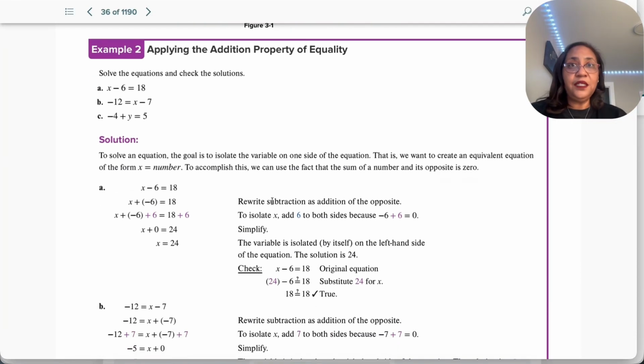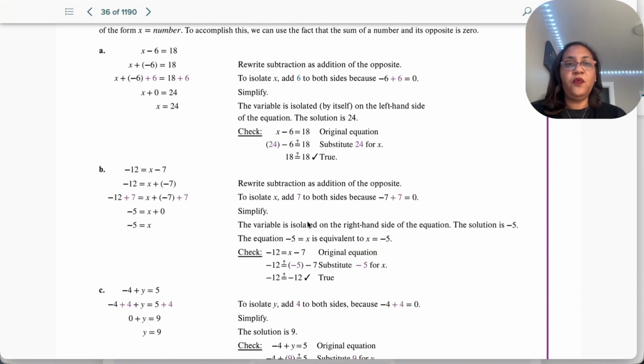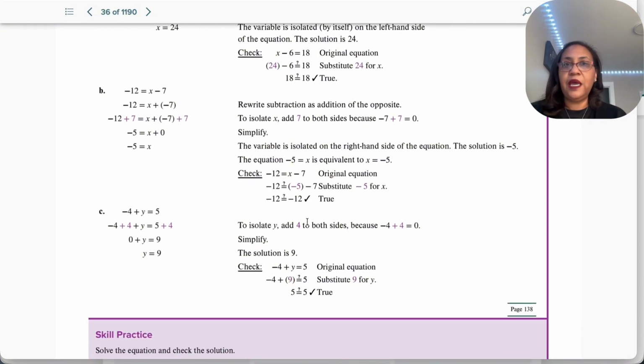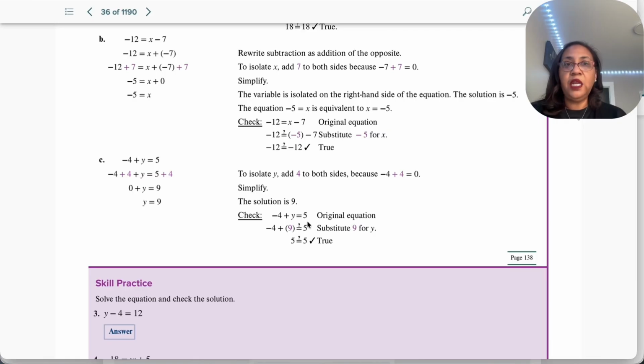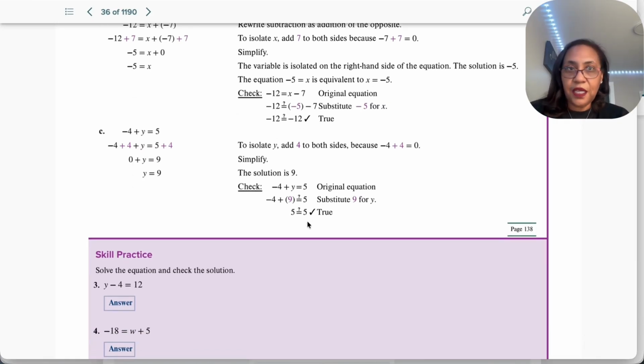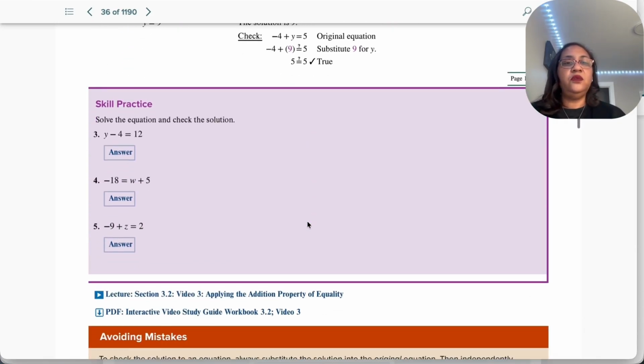So if you have any difficulty with solving equations, first remember that it is not just simplifying. Now you are combining things: you simplify, you combine like terms, and then you solve. Be careful with negatives. If you have trouble with that, you can use Khan Academy. You can do all kinds of things to practice and then do the skill practice.